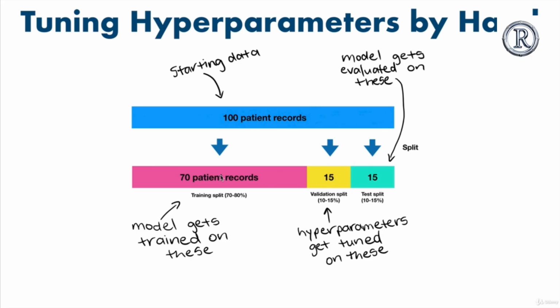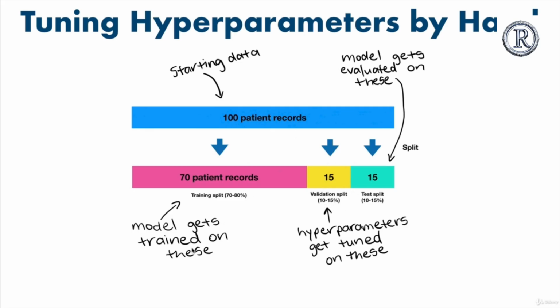So we split. We might use 70 to 80%, so 70 patient records as a training split. We might use 10 to 15% as a validation split. And we might use 10 to 15% on a test split. Now, of course, you can adjust these numbers. These are just some common numbers you'll see used.